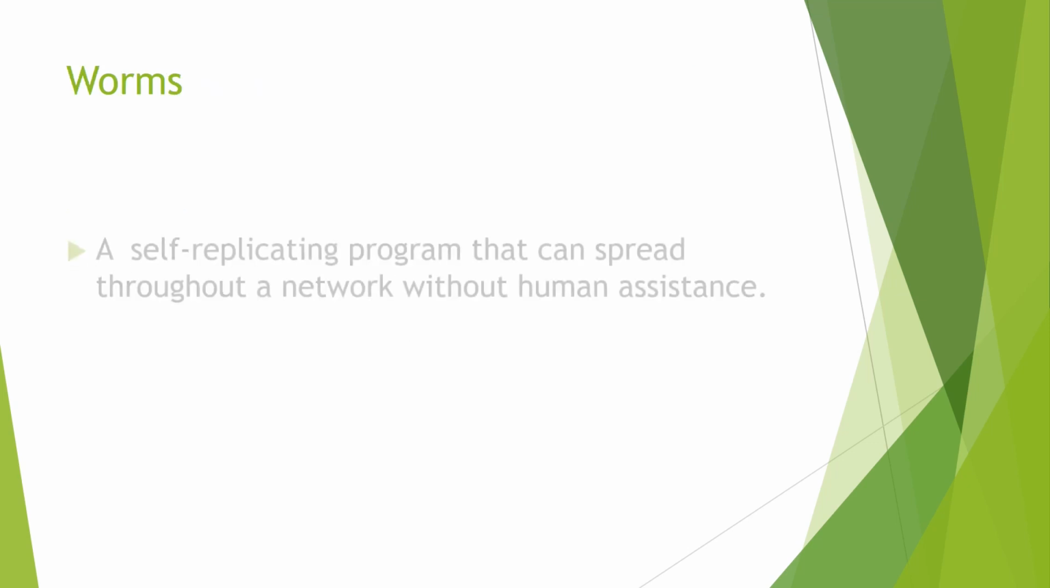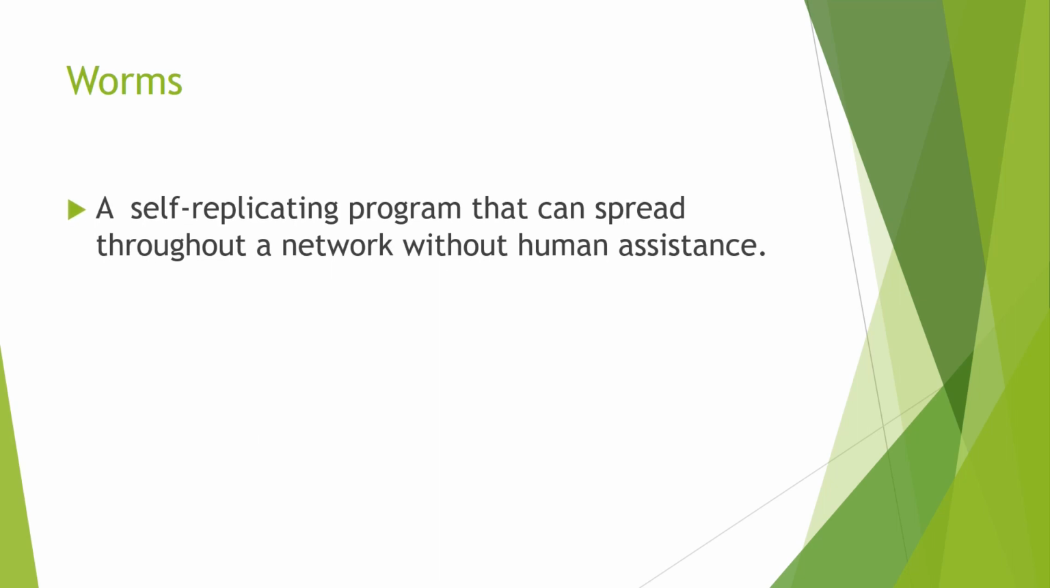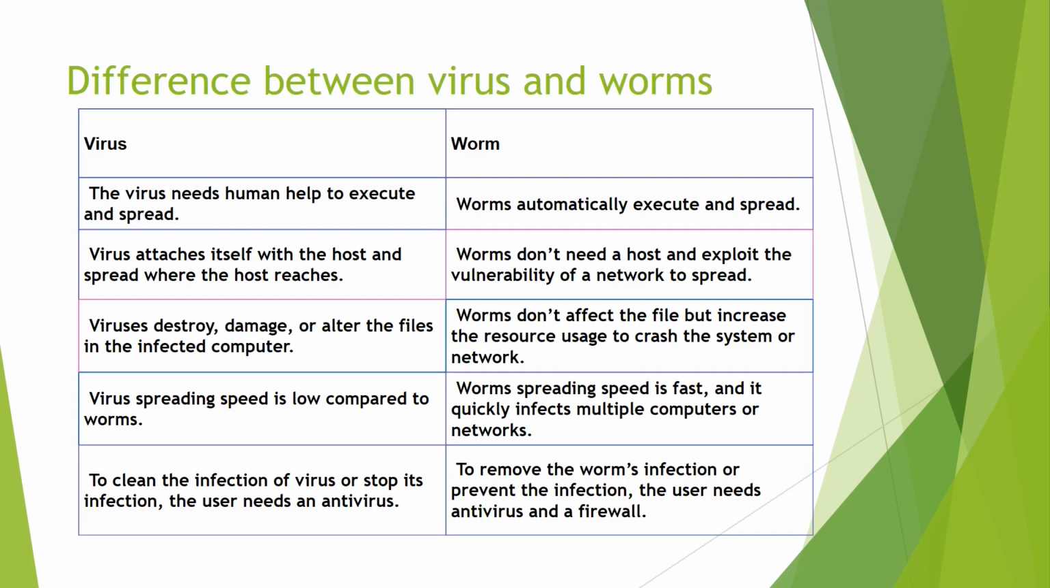Worms. We learned that a virus can be attached to other files and can spread from one computer to another computer. But worms are self-replicating programs that can spread throughout a network without any human assistance. Worms normally use computer networks to move to different computers. What is the difference between virus and worms?